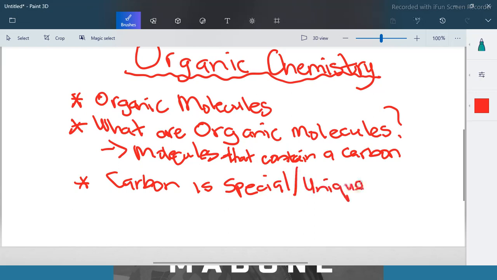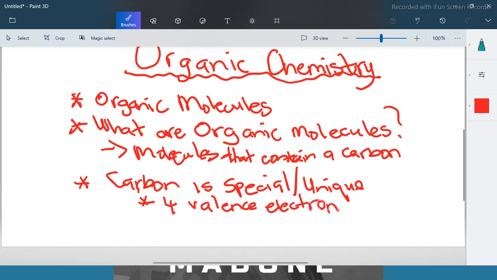You can say it's special or it's unique, right? It's not like the other elements that you find in a periodic table. Why? Now we're going to dissect this. So the first thing you have to know about carbon is that it has 4 valence electrons. Do you remember what valence electrons are? Yes, it has 4 valence electrons, right?